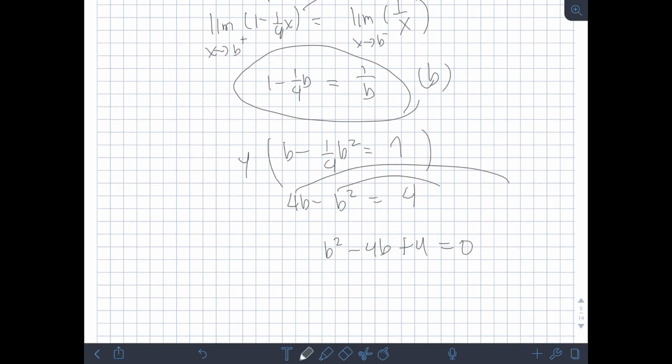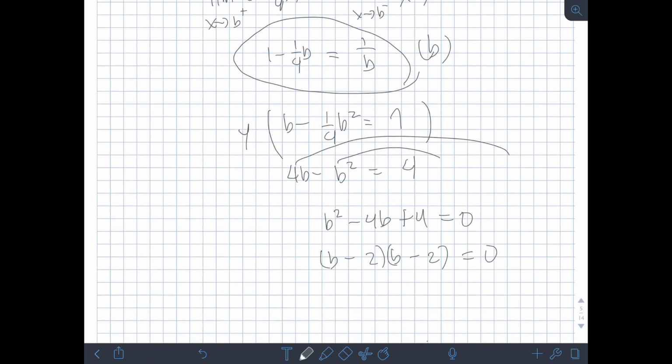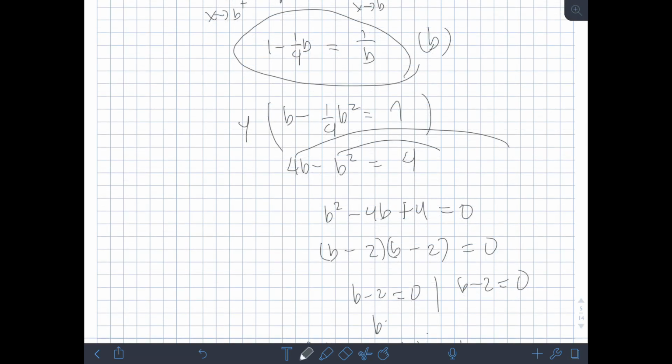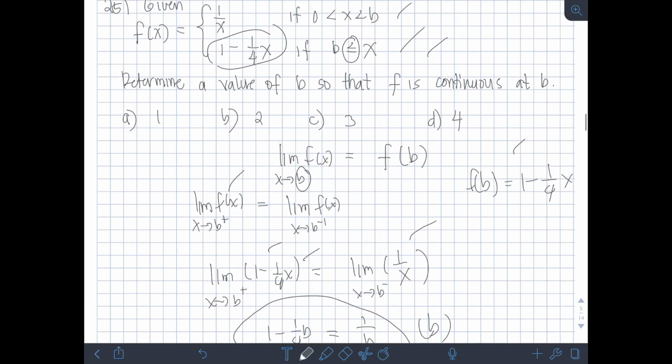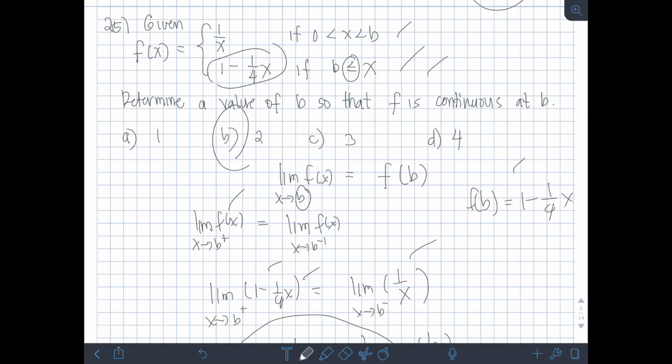Then, solve for b. Factor out natin. We have b minus 2 times b minus 2. Okay, so perfect square pala siya. So parang b minus 2 equals 0 or b minus 2 equals 0. So pareho lang. So therefore, b is equal to 2. So therefore, our answer is b is equal to 2. Okay? So the answer is letter B.